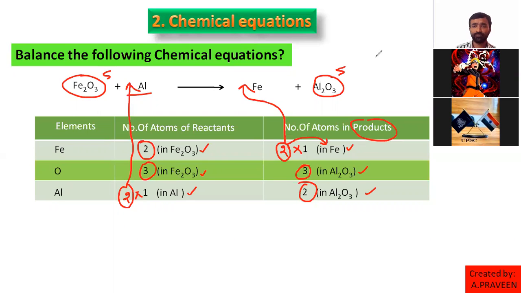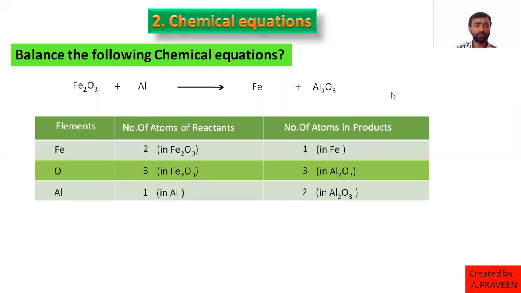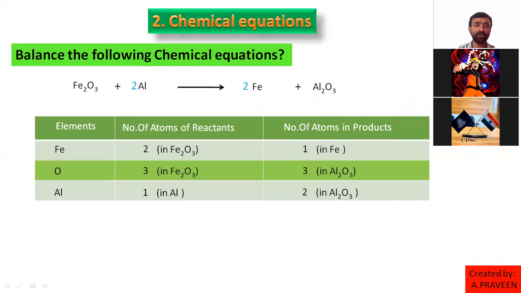Using the table, you will easily find the location to put your coefficient. Follow this logic while balancing in your rough work. So we can put coefficient 2 before Al and before iron. So easily it is solved. Right. With this example, the balancing of chemical equations topic is completed.